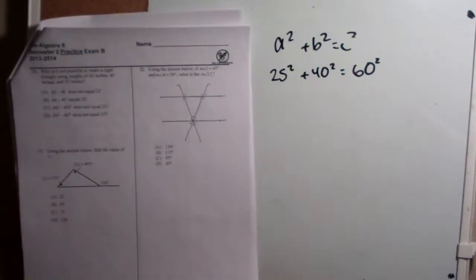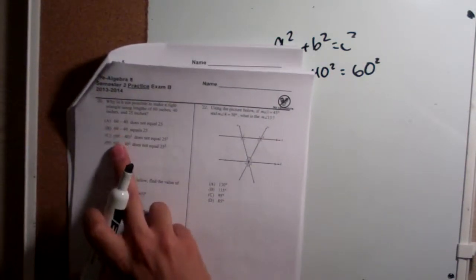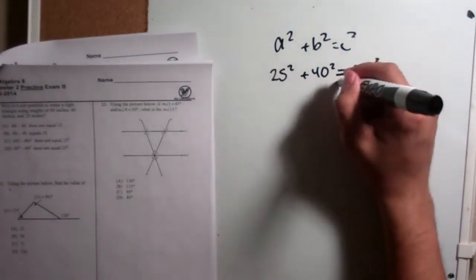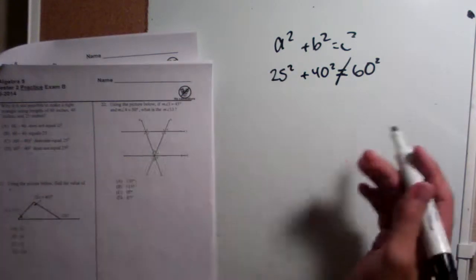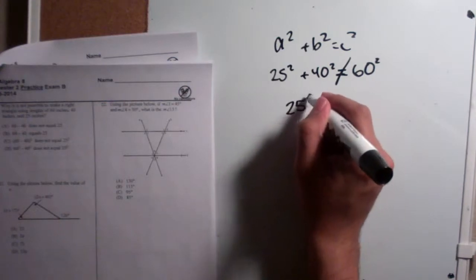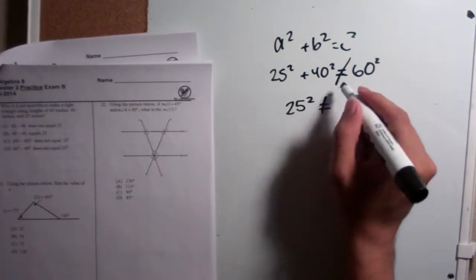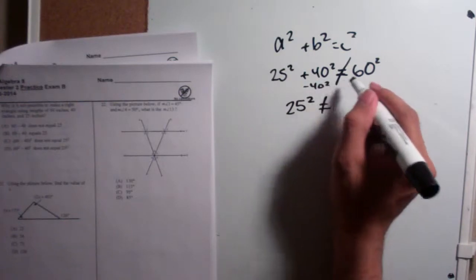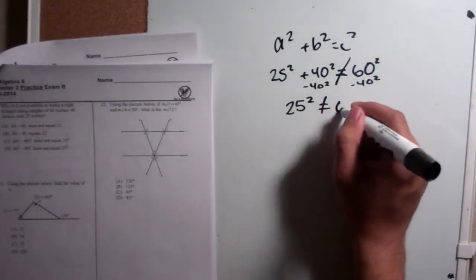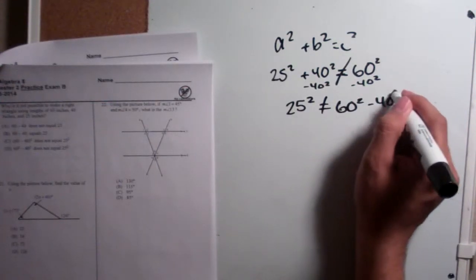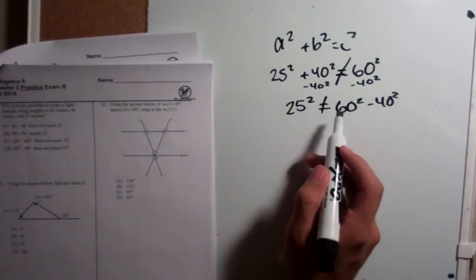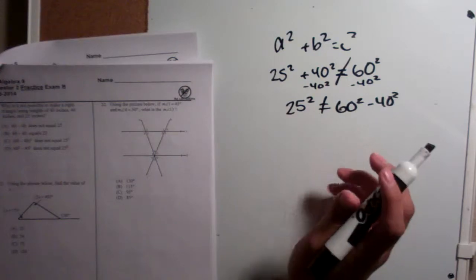If you'll notice the format of all these problems, it shows a combination of 60s and 40s. Let's get that together. We know that these are not equal, so I'm going to draw a line through it. Let's get our 40 and 60 together. Let's just see what should happen. If I were to subtract 40 squared from both sides, I'm not going to simplify. Let's just write 60 squared minus 40 squared. So this says 25 squared does not equal 60 squared minus 40 squared.